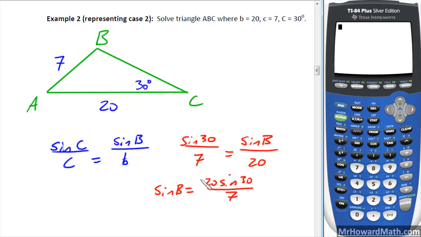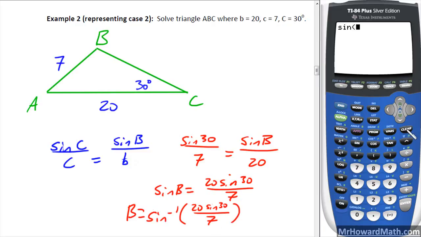If we do our work there, I'm shortcutting this a little bit. So sine of angle B is equal to this whole chunk, 20 sine 30 all over 7. And we're going to have a problem when we do this. Second sine inverse of alpha y equals enter. I'm going to make this a fraction so it's easier to see. 20 sine 30 all over 7. And we get an error.